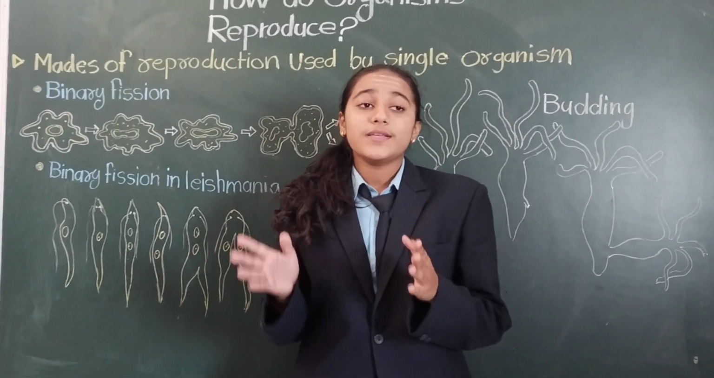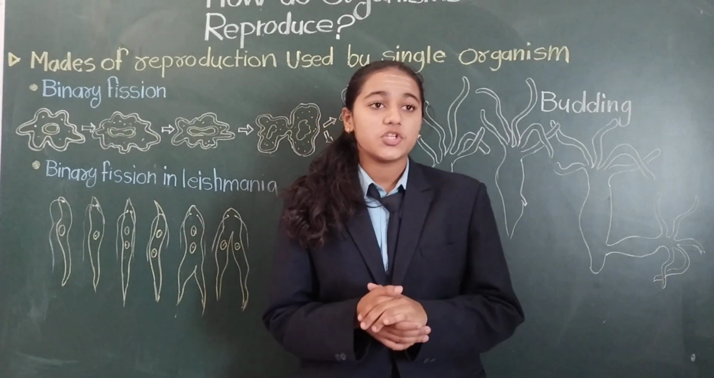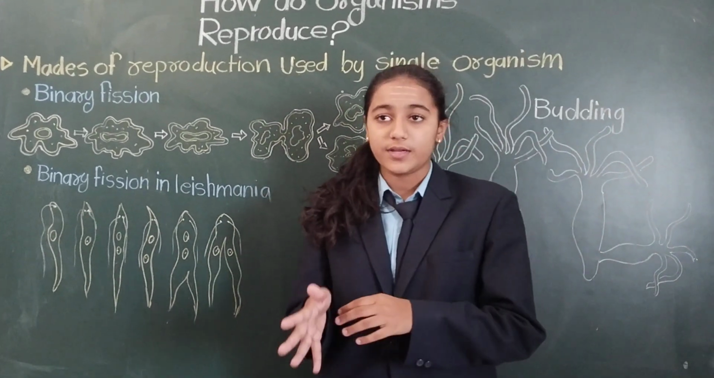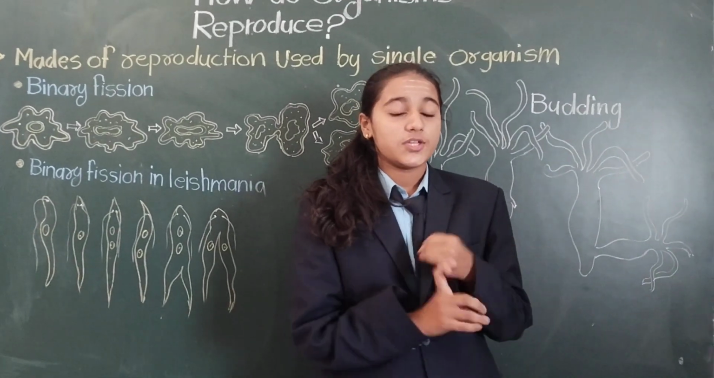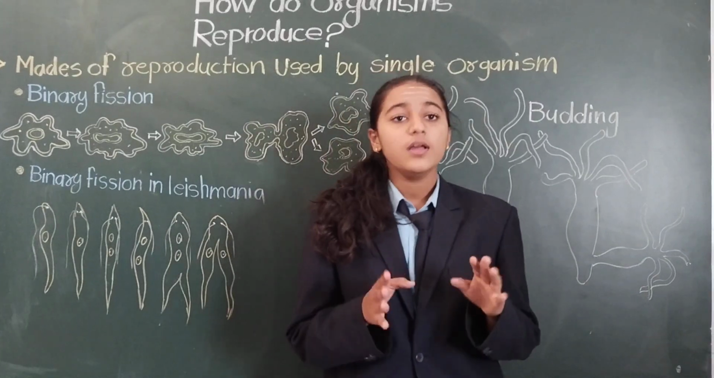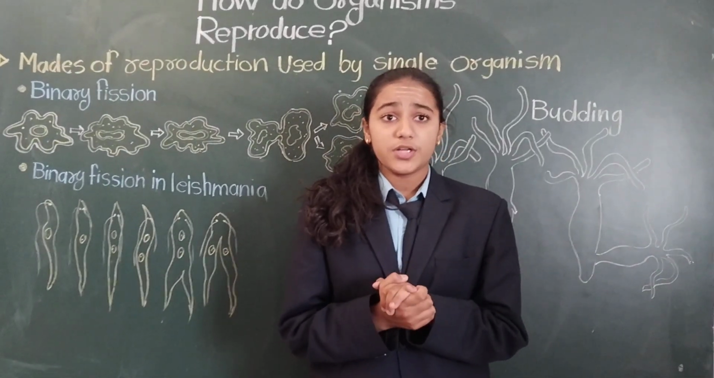Now, talking about sexual reproduction, basically two parents are involved, that is the male parent and the female parent. They reproduce by the exchange of DNA and the sex cells, also called gamete cells. Now, what are the most common ways of reproducing asexually?